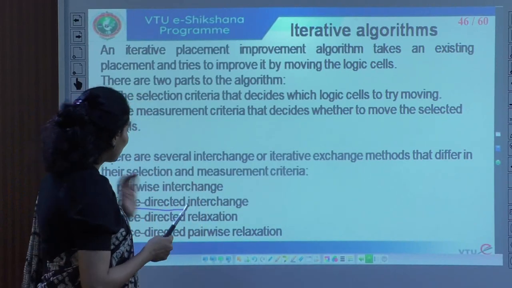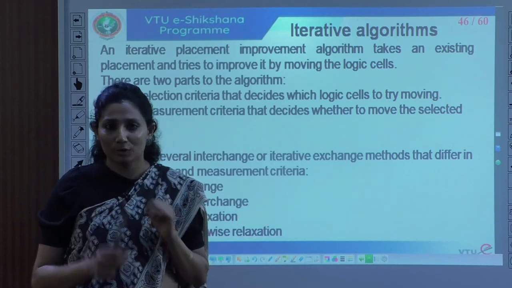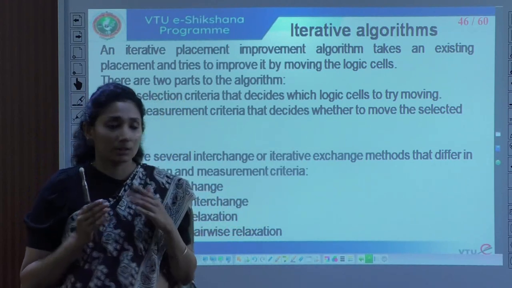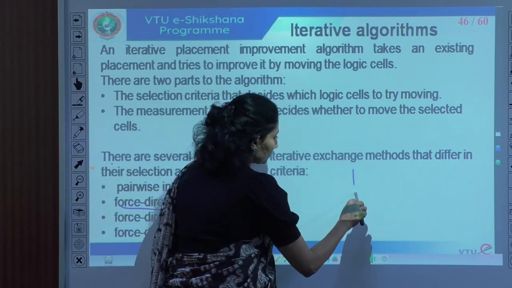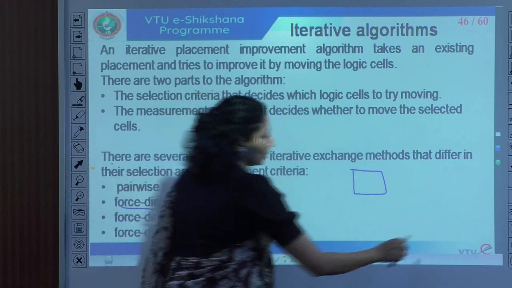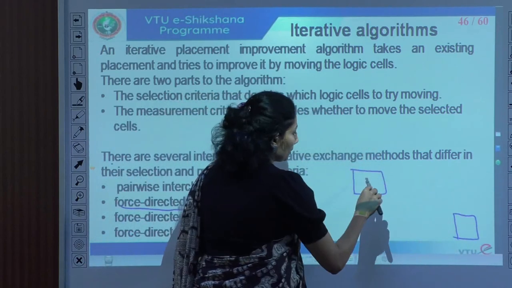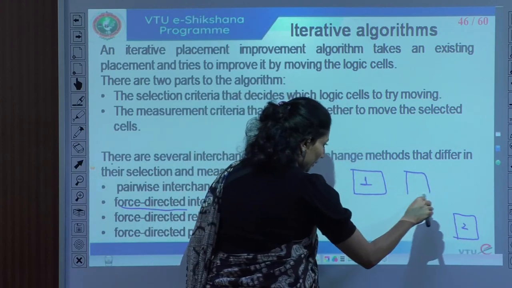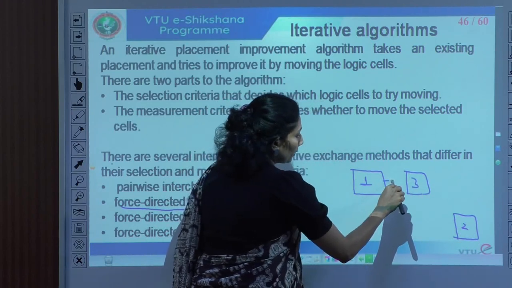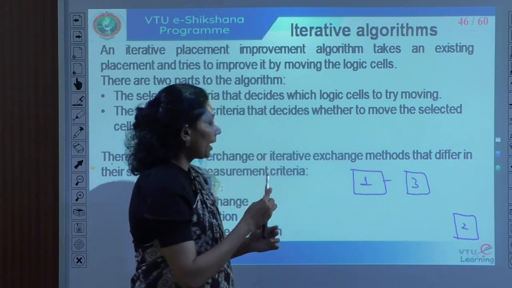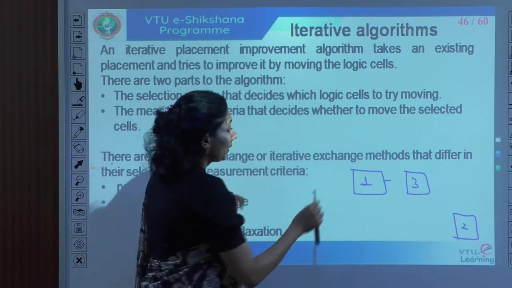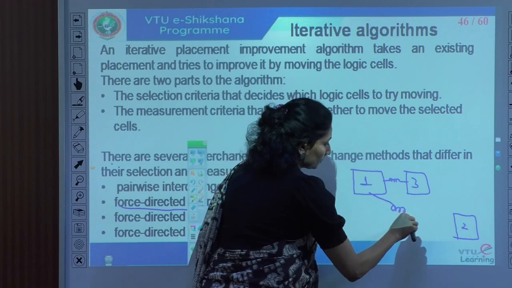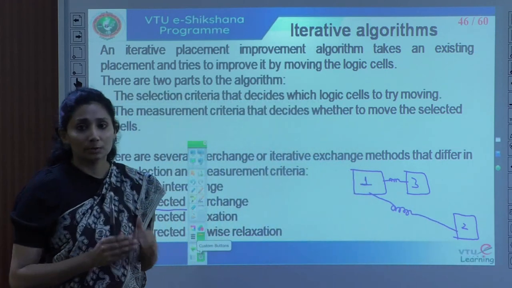The force directed placement has a very beautiful analogy. It's based on force. Force is related to distance. Say, for example, you have a block here and a block here. Let me call this block 1, and this is block number 2, and you have a block number 3 here. There is a connection between 1 and 3, and there is a connection between 1 and 2 as well. When you are connecting, imagine that you are connecting them through a spring.